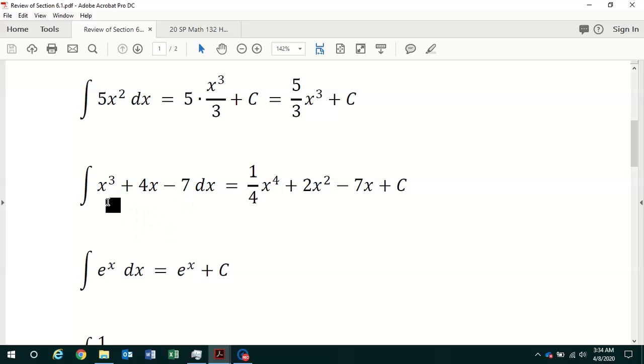So the antiderivative of x cubed is 1/4 times x to the 4th. The antiderivative of 4x is 2x squared. The antiderivative of -7 is -7x. And then when we're all done antidifferentiating, we add the arbitrary constant c. In the 5th rule, we had the antiderivative of e to the x with respect to x. And the antiderivative of e to the x is just e to the x plus the arbitrary constant c.